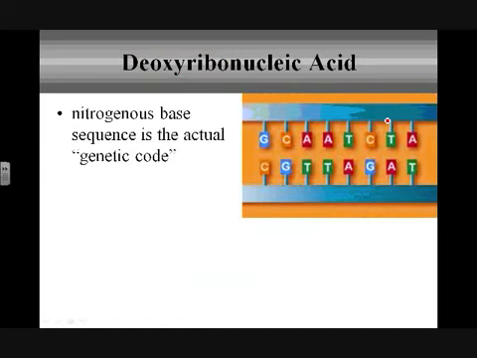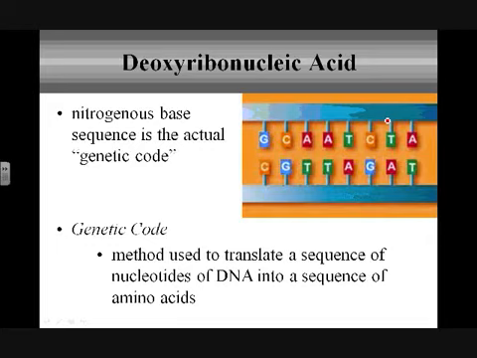Also, it's important to point out that the base sequence is really what the genetic code is. Keeping in mind, again, that the genetic code is not about your physical traits. It's really about turning that base sequence in DNA into a chain of amino acids, or a protein, and that protein being what's responsible for giving you your traits.